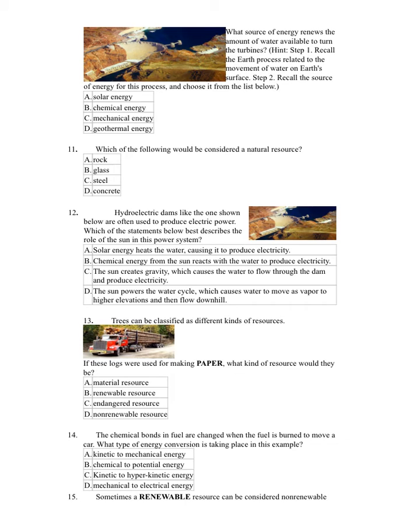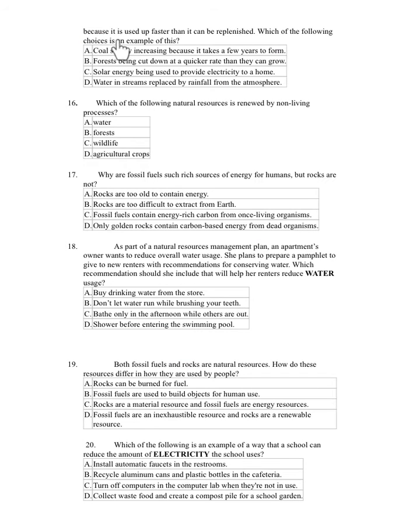Number 15. Sometimes a renewable resource can be considered non-renewable because it is used up faster than it can be replenished. Which of the following choices is an example of this? A. Coal supply increasing because it takes a few years to form. B. Forests being cut down at a quicker rate than they can grow. C. Solar energy being used to produce electricity to a home. D. Water in streams replaced by rainfall from the atmosphere.